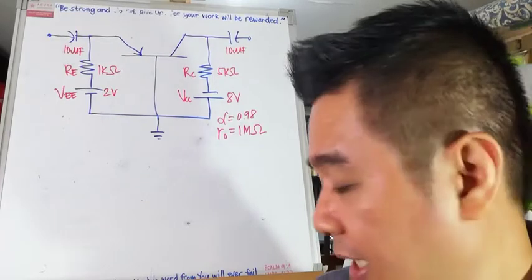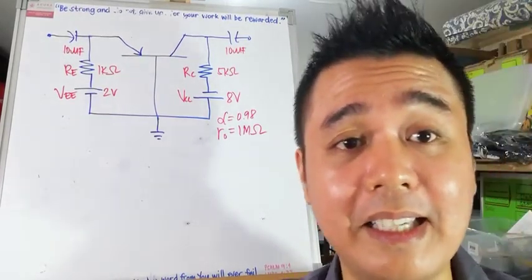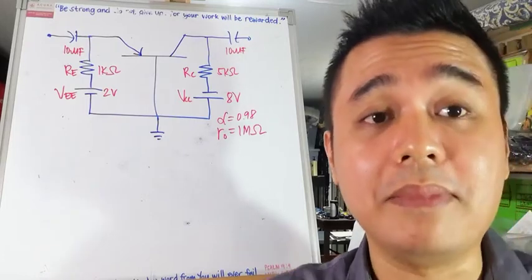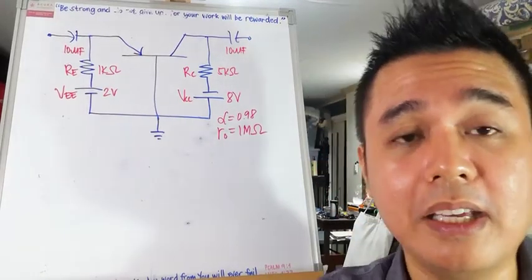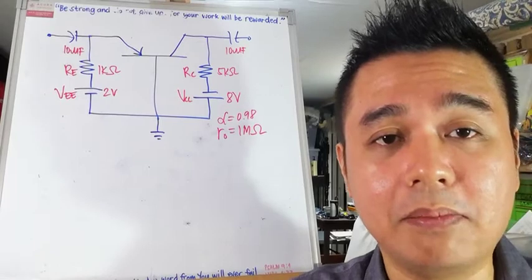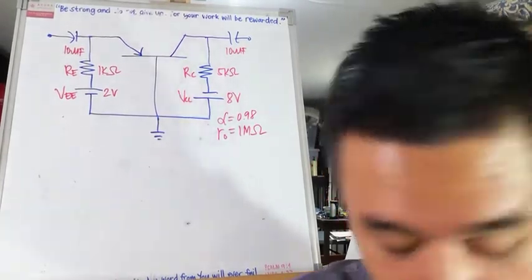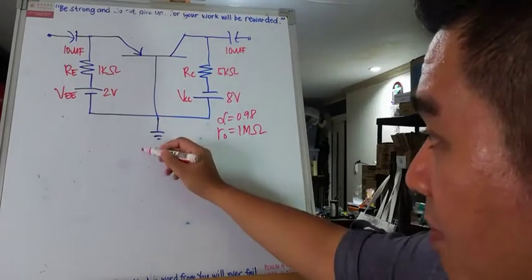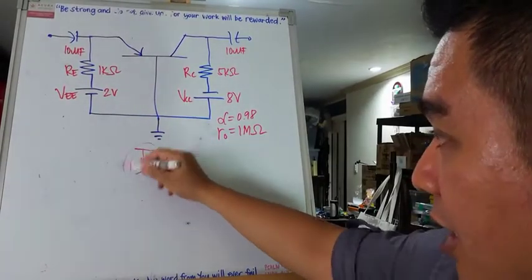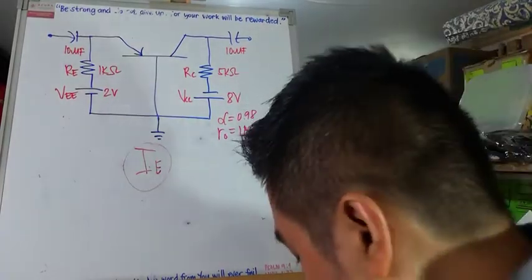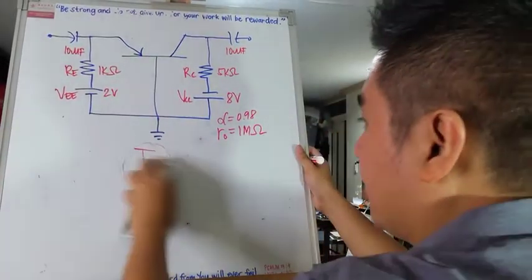The first step here is to do a DC analysis. Kasi kinakailangan natin masolve si I sub E to get R sub E. Remember, ang R sub E is equal to 26 millivolts divided by I sub E. So we need to get the DC emitter current. So yan yung first step natin.